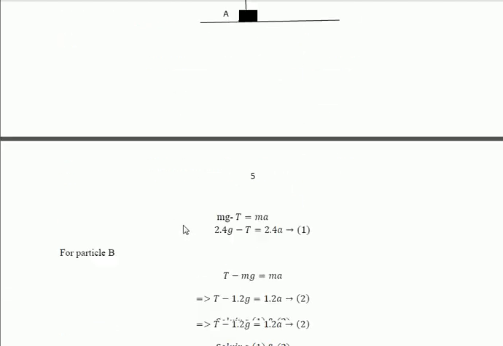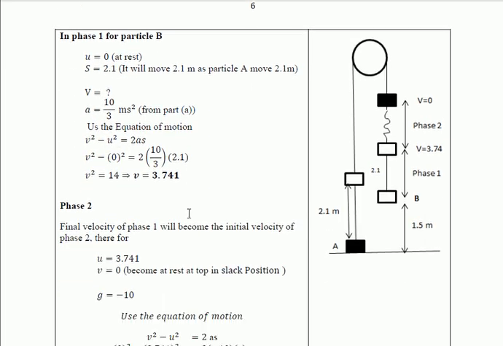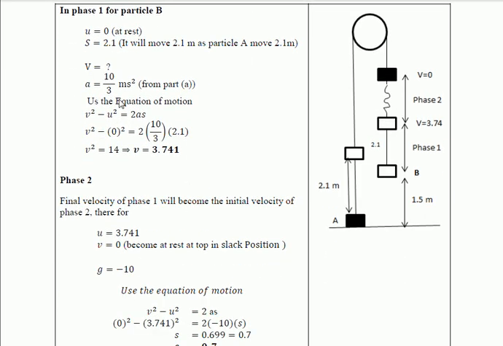In part B, phase 1 for particle B: at the start the particle B is at rest, so u is equal to 0. s is equal to 2.1, because the distance moved by particle B is 2.1. v is the final velocity we need to find out, as a is equal to 10/3 meters per second squared from part A.